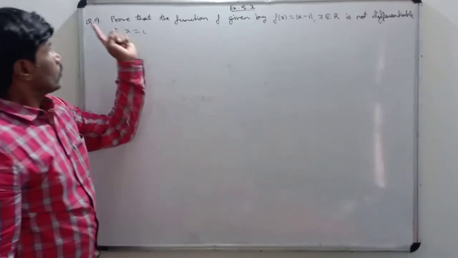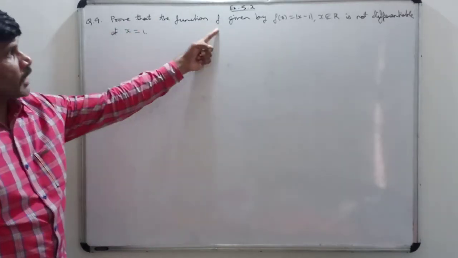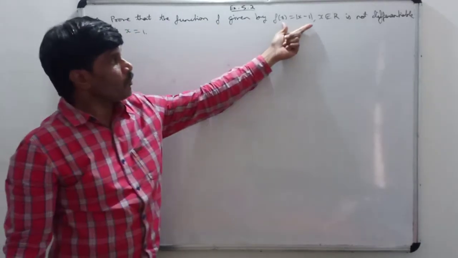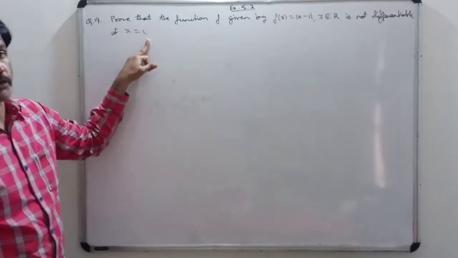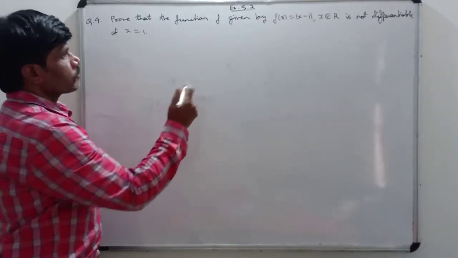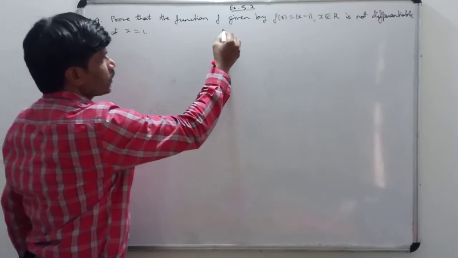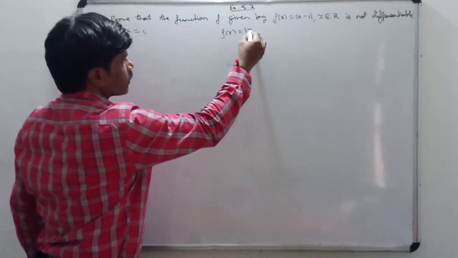Exercise 5.2, question number 9. Prove that the function f given by f(x) = |x − 1|, when x belongs to R, is not differentiable at x = 1. Okay, so f(x) is given what? Mod of x minus 1.